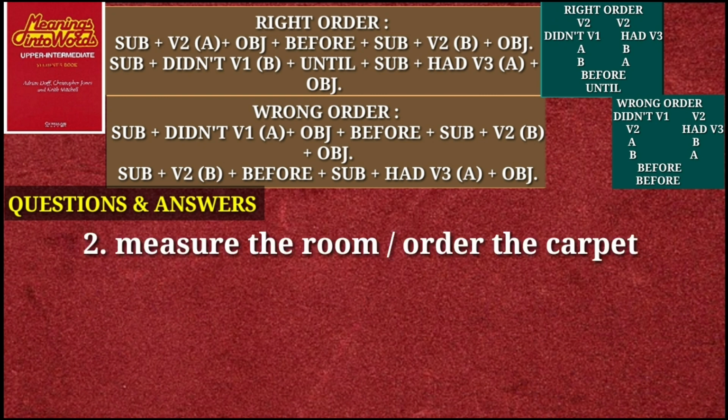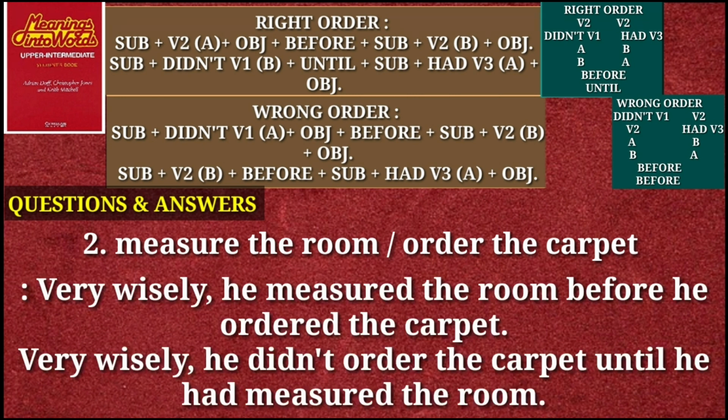Question number 2. Measure the room, order the carpet. Here in this question, measure the room is first task done, whereas order the carpet is second task done. So this question is in right order. And the answer is: very wisely he measured the room before he ordered the carpet. Very wisely he didn't order the carpet until he had measured the room.